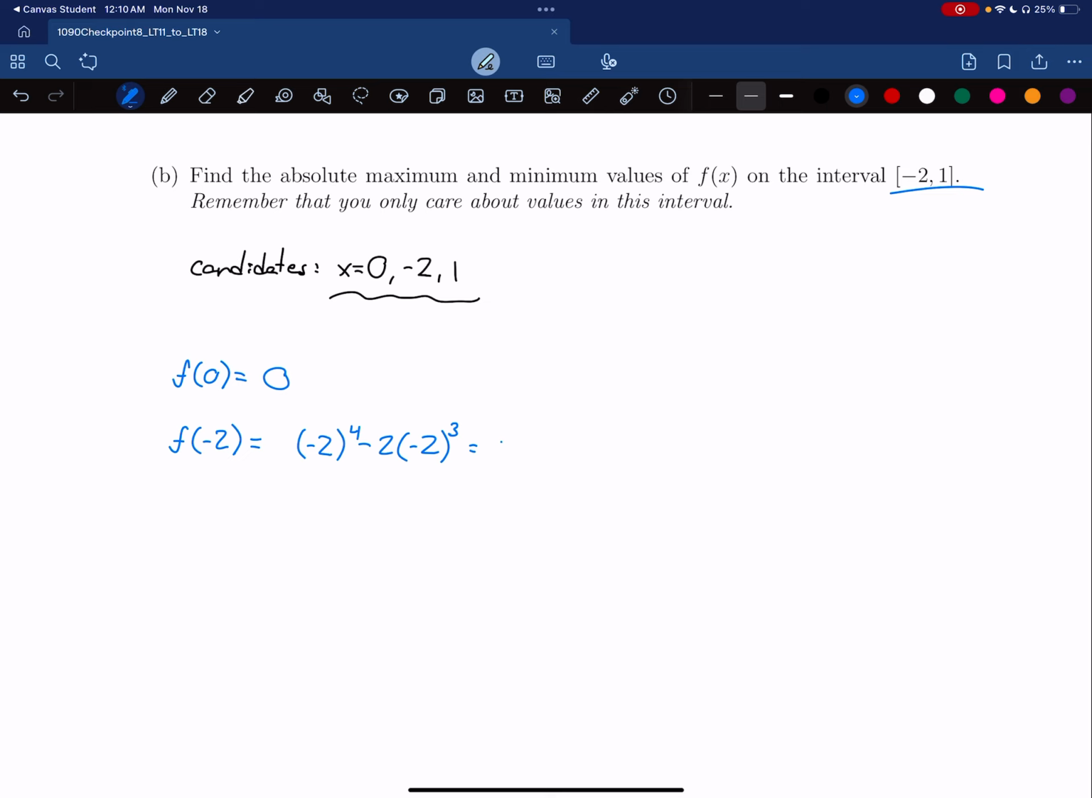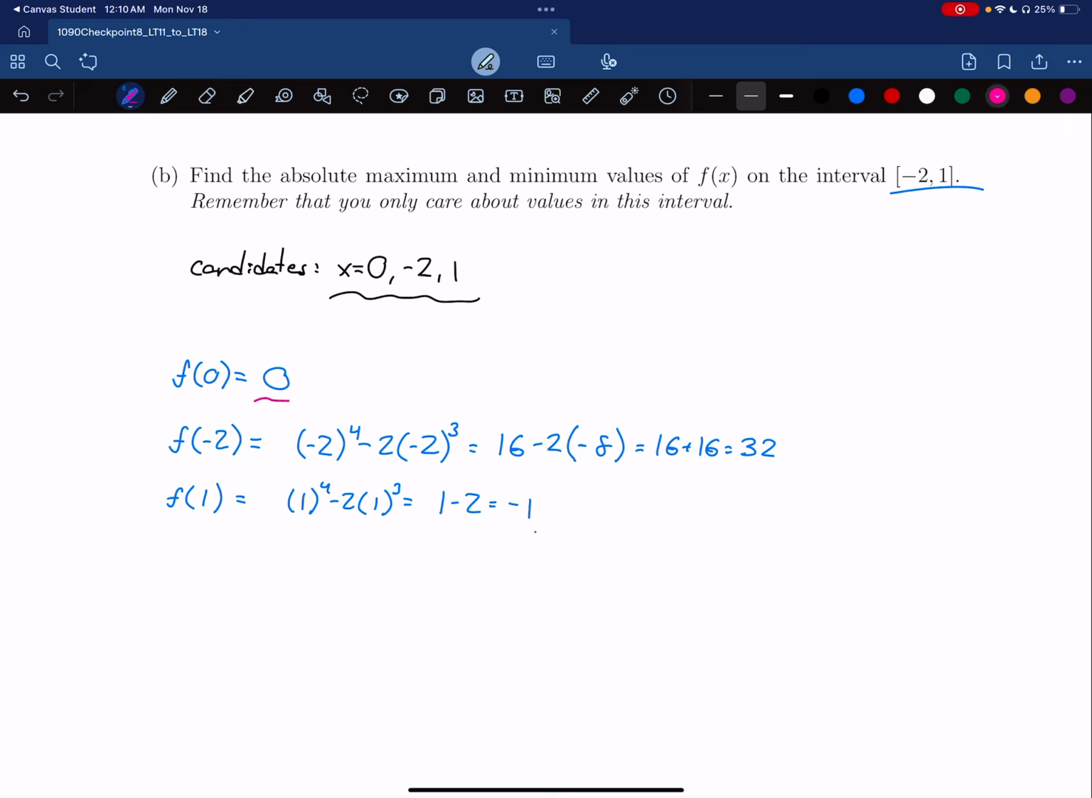All right, so (-2) to the fourth, I already talked about that. That's 16 minus 2 times (-2) cubed. So negative 2 times negative 2 times negative 2. That's 4 times negative 2, which is equal to negative 8. This will be equal to 16 plus 16, which equals 32. And now we need to solve for f of 1, which equals 1 to the fourth minus 2 times 1 to the third. That's just plugging in, 1 minus 2, which equals negative 1.